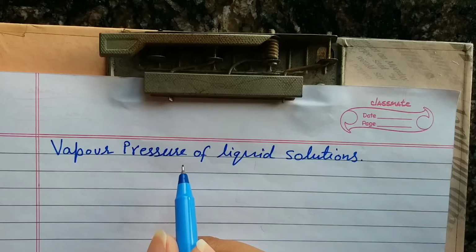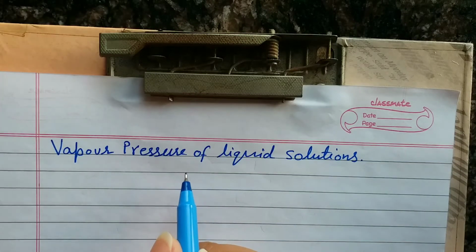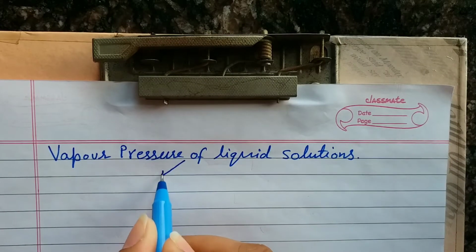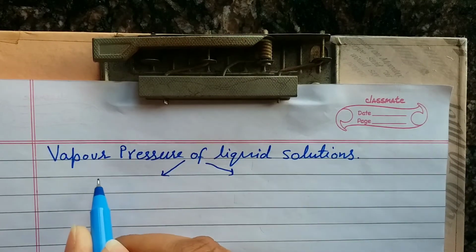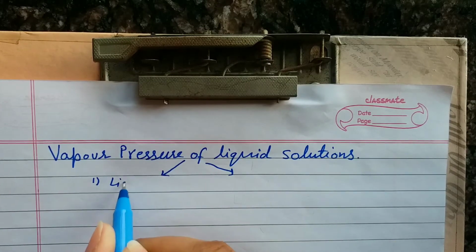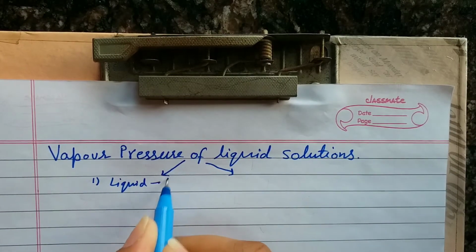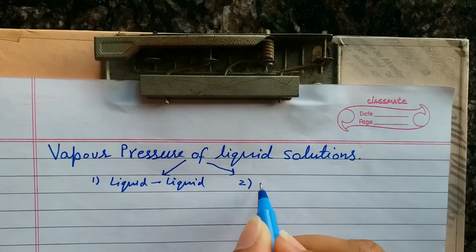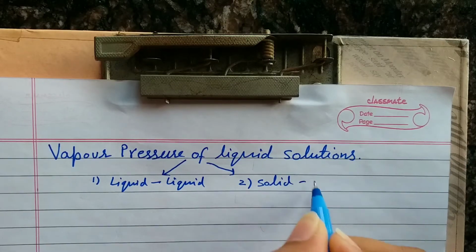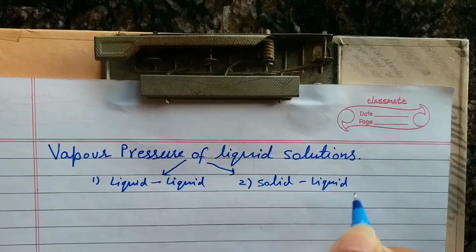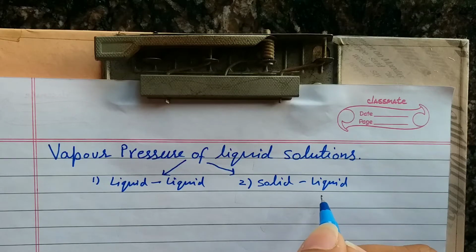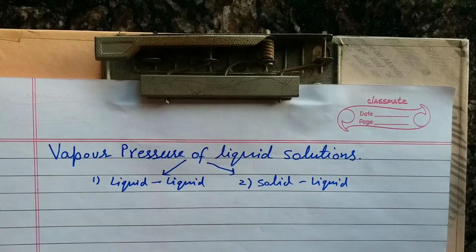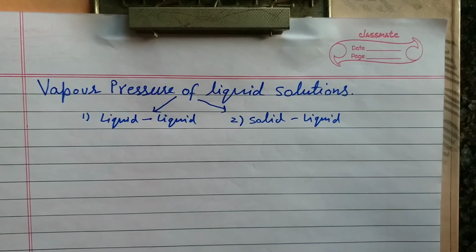In this lecture, we will talk about the vapor pressure of liquid solutions. We will be considering two different types of liquid solutions. Number one, when we have a liquid with another liquid, and number two, when we have a solid in a liquid. Whether we take a liquid in a liquid or a solid in a liquid, both the solutions will be liquid solutions because the major component, the solvent, will be a liquid. So let's take up these two one by one.